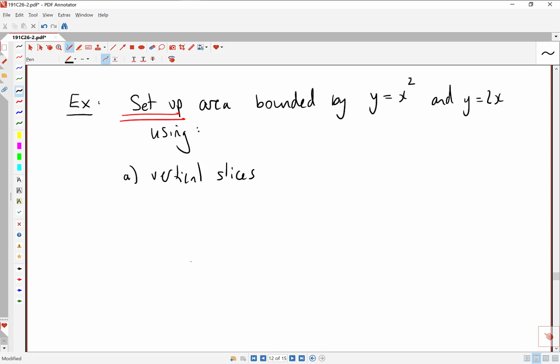So for both parts, we're going to need a sketch that we can refer to. So let's make a quick sketch of our parabola. So there's our parabola there, and then we've got the line y equal 2x, which passes through 0, 0, passes through 1, 2, and passes through 2, 4.